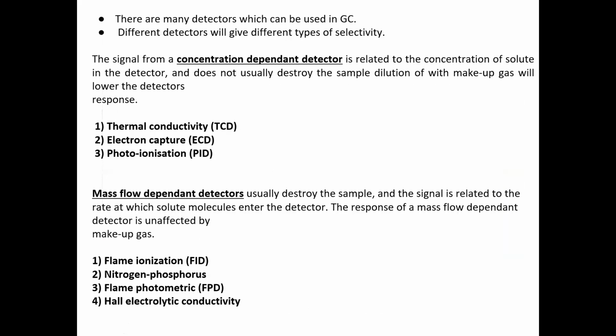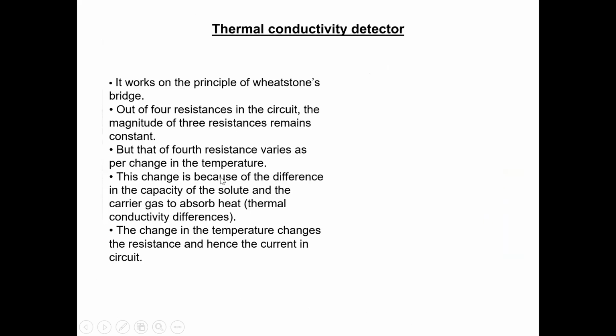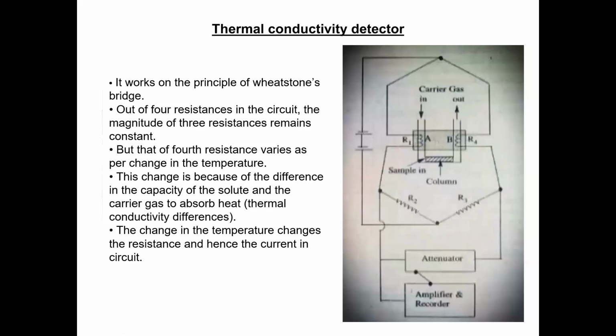So there are 3 detectors given in your syllabus. First one is thermal conductivity detector. Second is electron capture detector. Third is flame ionization detector. This question is very, very important. Practice the questions. So you have to practice the diagram for the thermal conductivity detector. So this is the diagram for thermal conductivity detector.